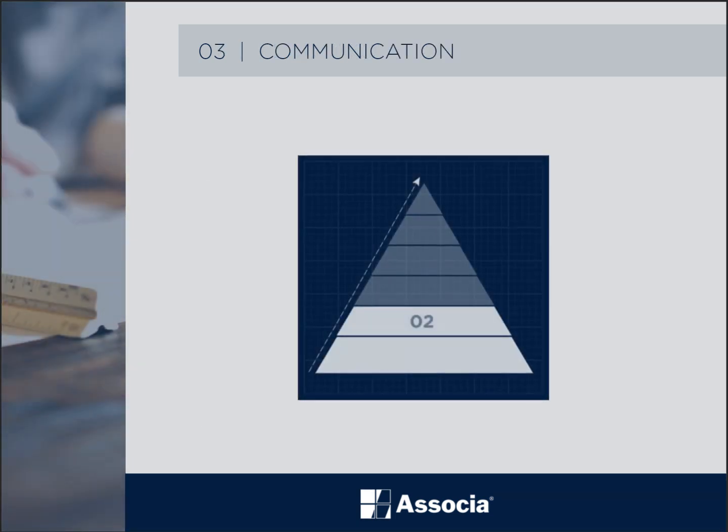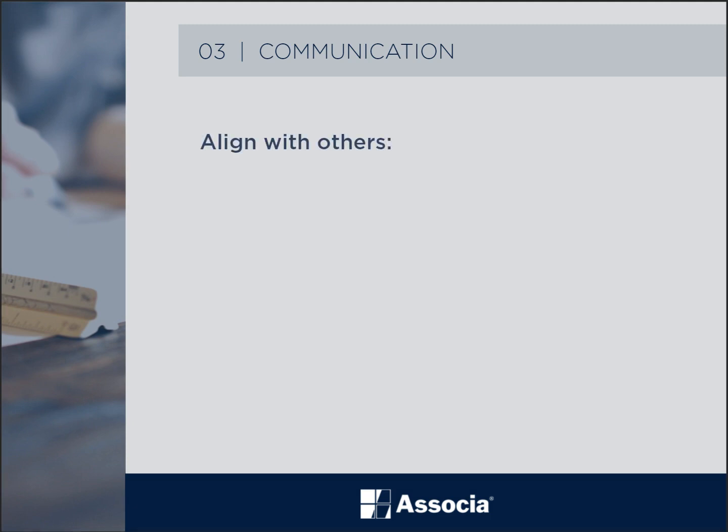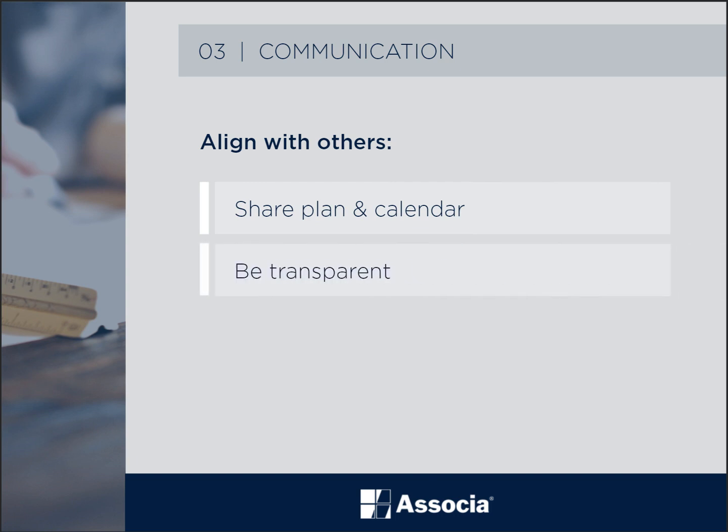Once you've prepared and planned, you're ready for the next step for success, communication. Align expectations of the board and the membership by sharing the new annual plan and calendar on your website and discussing it in community meetings. Be transparent with the members. Share the reasons why the board chose to focus on certain priorities, as well as why the board decided to defer other opportunities.